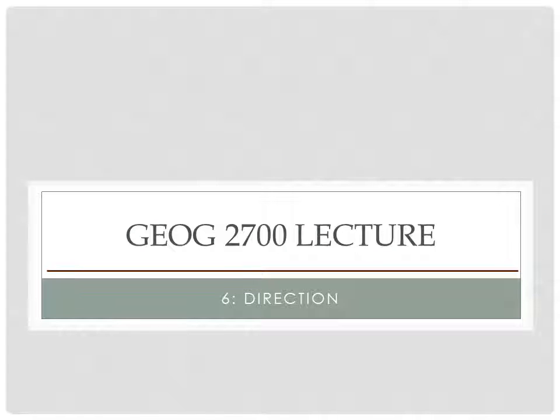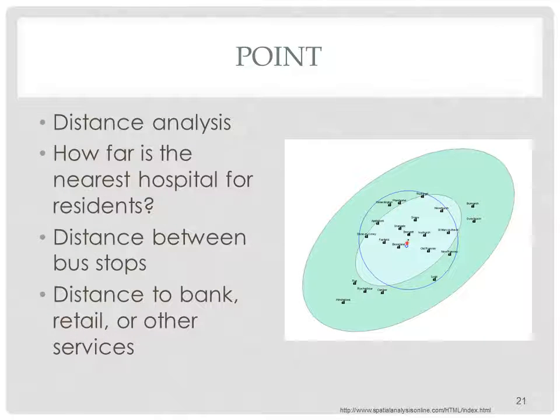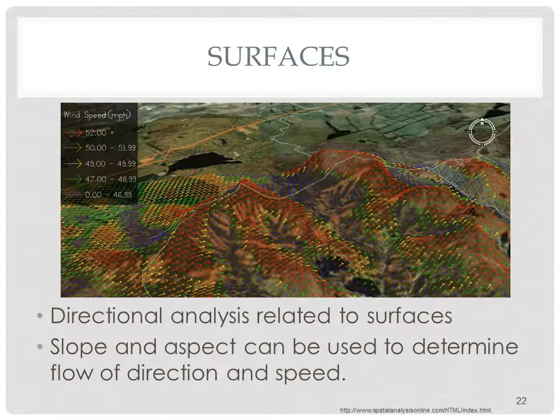Next, we'll take a look at direction. So with linear direction, directional analysis of streams and transportation. With point distance analysis, how far is the nearest hospital for residents? Distance between bus stops, distance to the bank, retail, or other services can be calculated. For surfaces, directional analysis is related to surfaces. Slope and aspect may be used to determine flow of direction and speed.